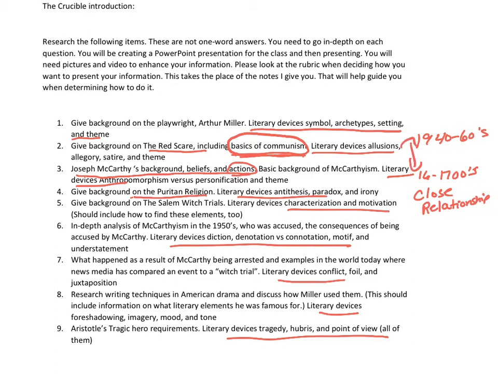What's the difference between these? Salem witch trials. Look at the actual history of that. I would prefer that you look at who was arrested, like specific names, but if you do that, you're going to get some spoilers on the play. Not all of them, because Arthur Miller did not do everything historically correct, but you do need the actual facts. Okay, so in-depth analysis of McCarthyism, who was accused, consequences of being accused by McCarthy, consequences being essential.